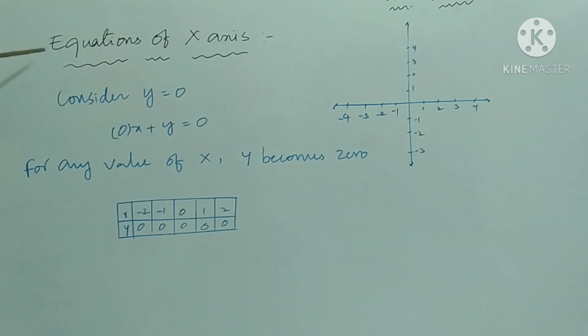This is our next topic, equation of x-axis. Here equation of x-axis means y is equal to 0. Let's consider y equals 0 when we have to write this equation in terms of two variables, that is x and y. Here 0 into x plus y is equal to 0. 0 into x is nothing but always 0. Why? Because the x coefficient is 0.